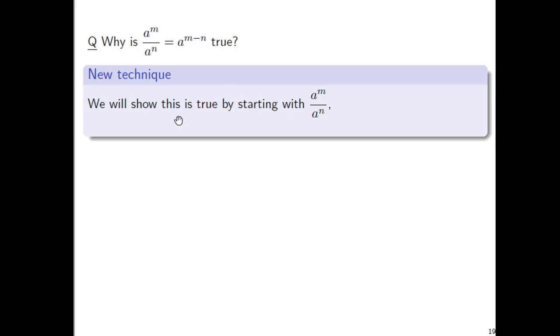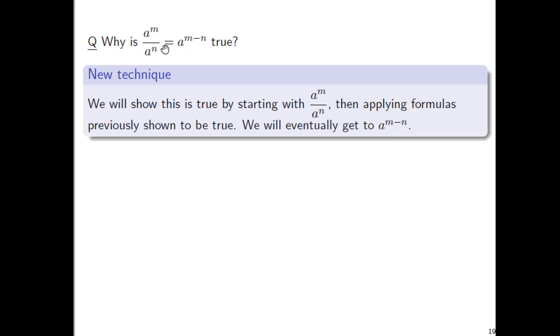Okay. All right. So one more true formula here, and this one's a bit of a challenging one in that it relies on some other true formulas we have already seen. So why is a to the m over a to the n equal to a to the m minus n? Well, the technique we're going to use to show this is true is we're going to start with the left side. And then we're going to keep applying processes that we've previously said were okay. So we'll eventually get to what's on the right side.